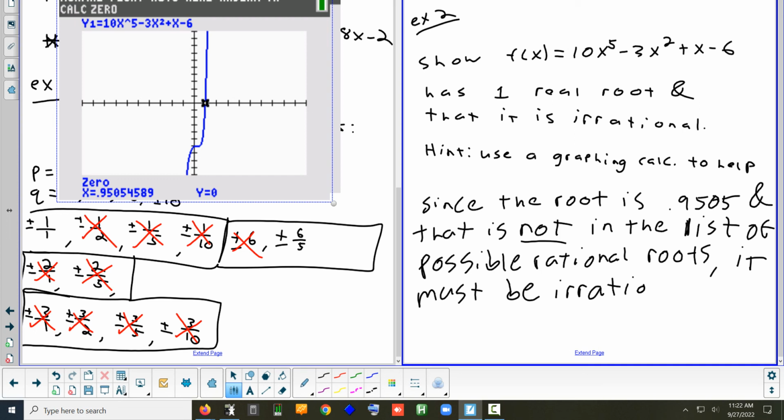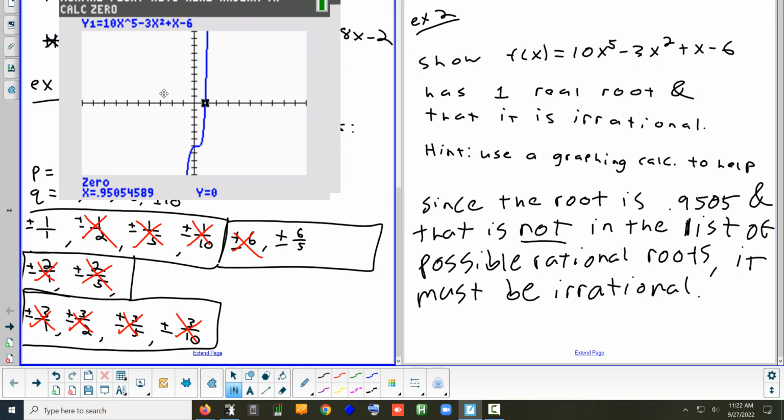Now, most problems, if they ask you to do the rational root theorem, you're going to get a result that's useful. You're not going to get something like this. But that's the explanation why this is irrational. So it does require you to be familiar with fractions a little bit. You have to kind of know that 0.9505 is not any of these fractions. Generally, the fractions you have to work with are pretty easy. So you should be able to change most of these fractions to decimals in your head.